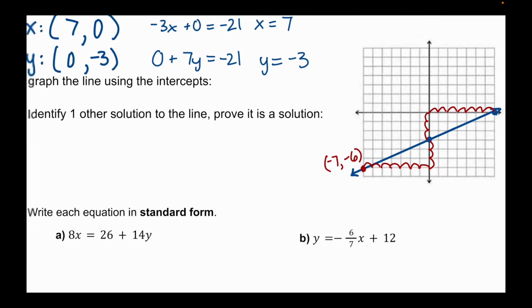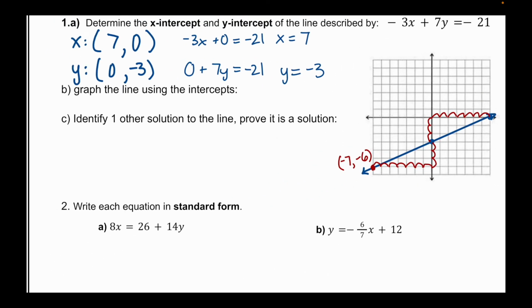And we're going to use that point. Now, to prove it's a solution, we're going to plug it in. So we would say -3 and plug in our value for x plus 7 and plug in our value for y is equal to -21. So the x value was -7 and the y value was -6. So we're going to evaluate this and then see what we get.